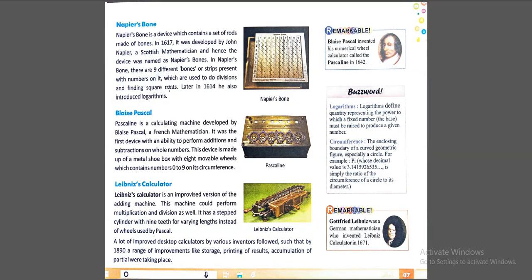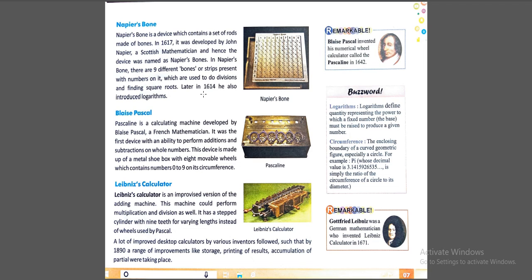Next is the Napier Bones. It is a device which contains a set of rods made of bones. In 1670, it was developed by John Napier, a Scottish mathematician, and hence the device was known as Napier's bones. In Napier's bones, there are 9 different bones or strips with numbers on them, which are used to do division and find square roots.